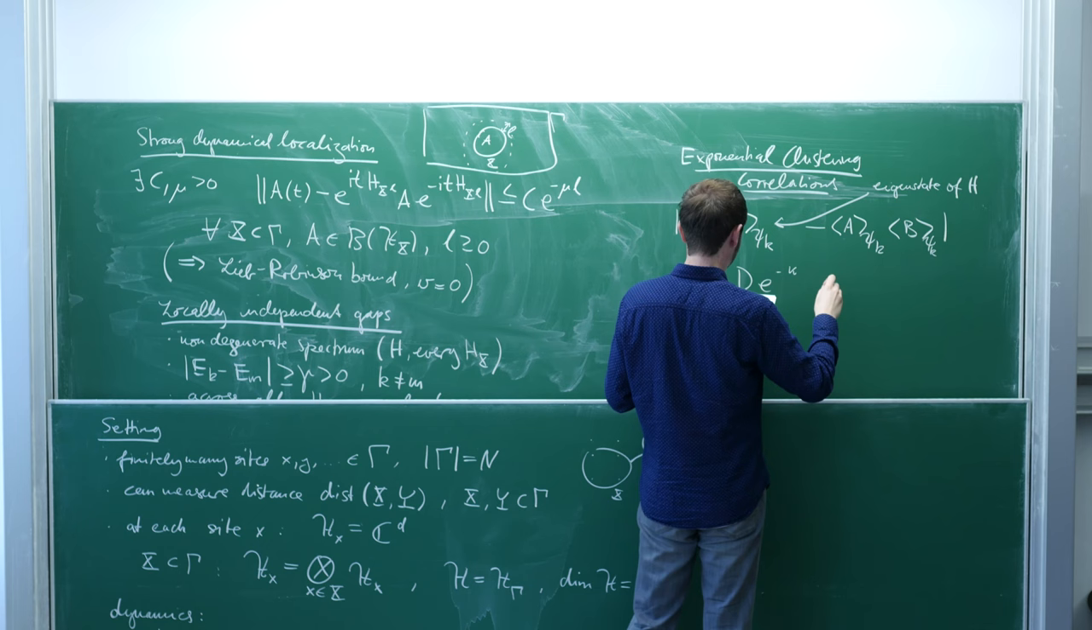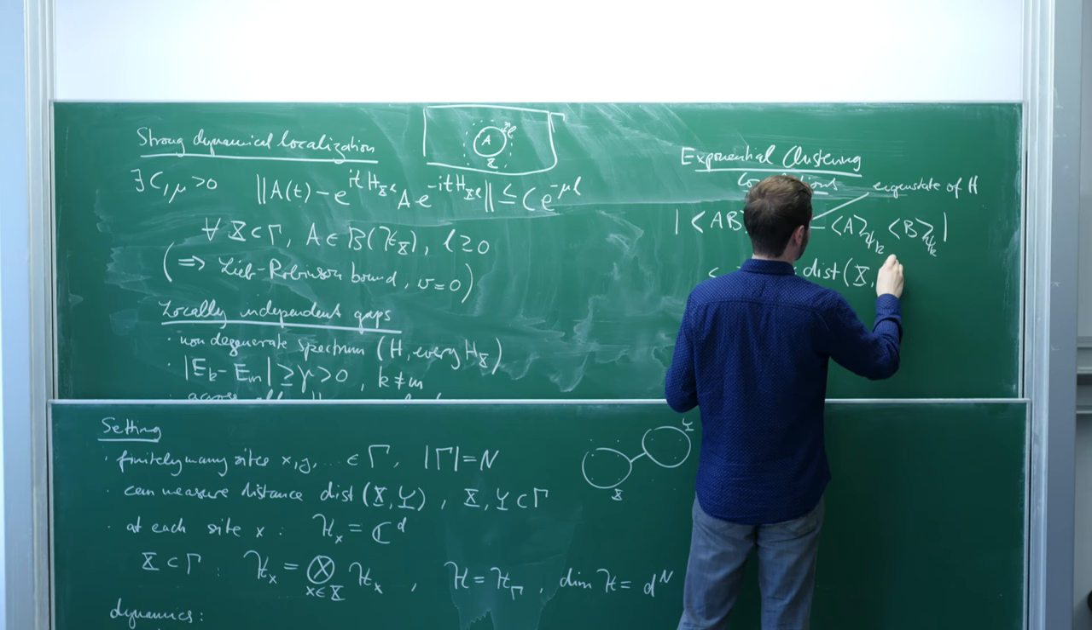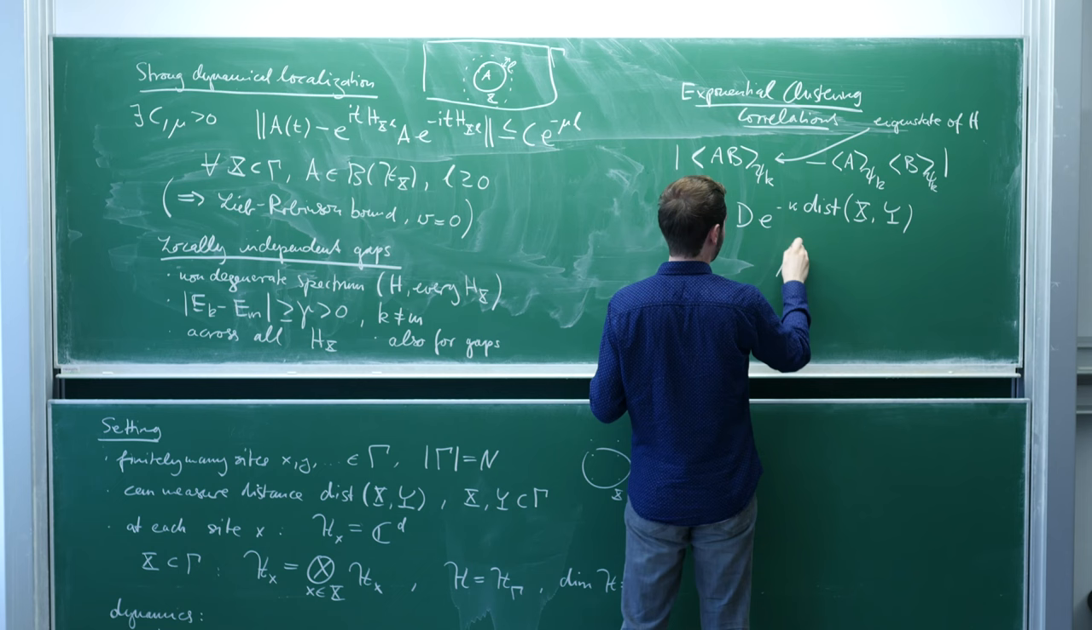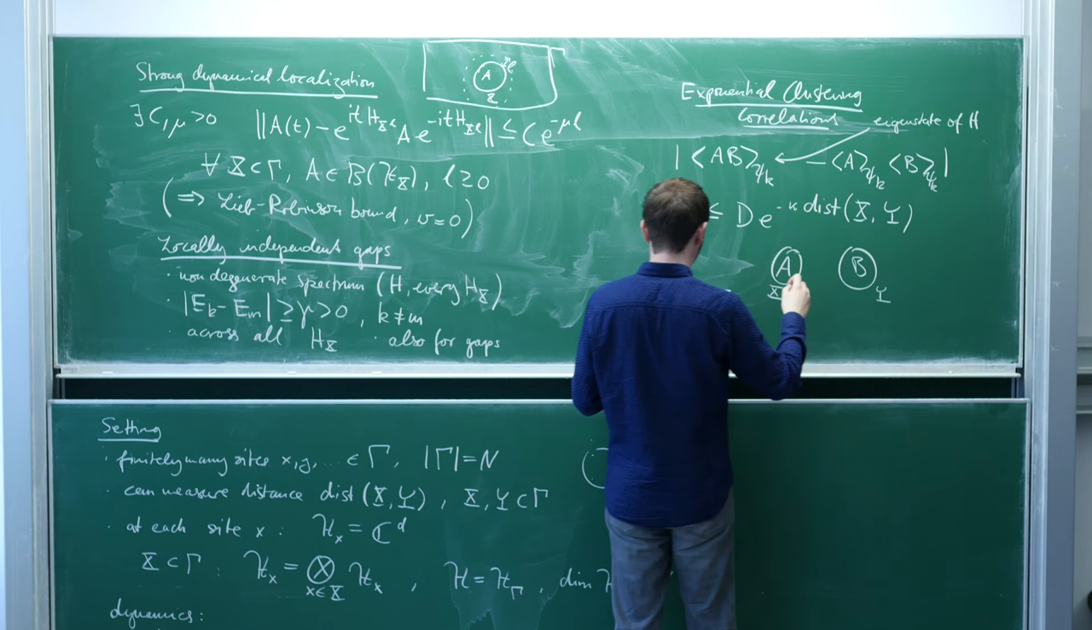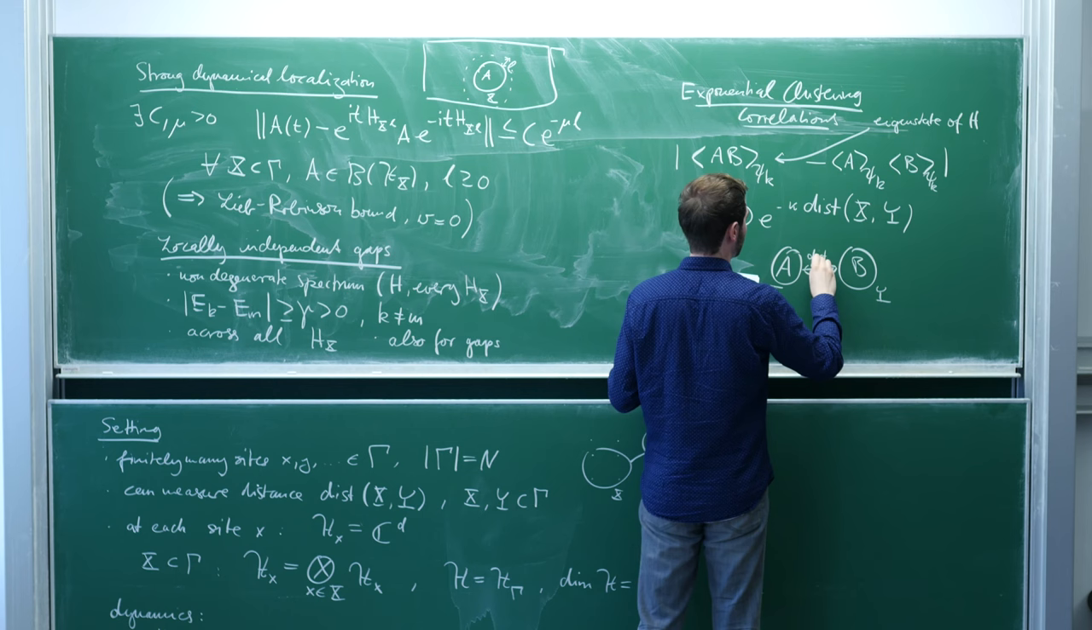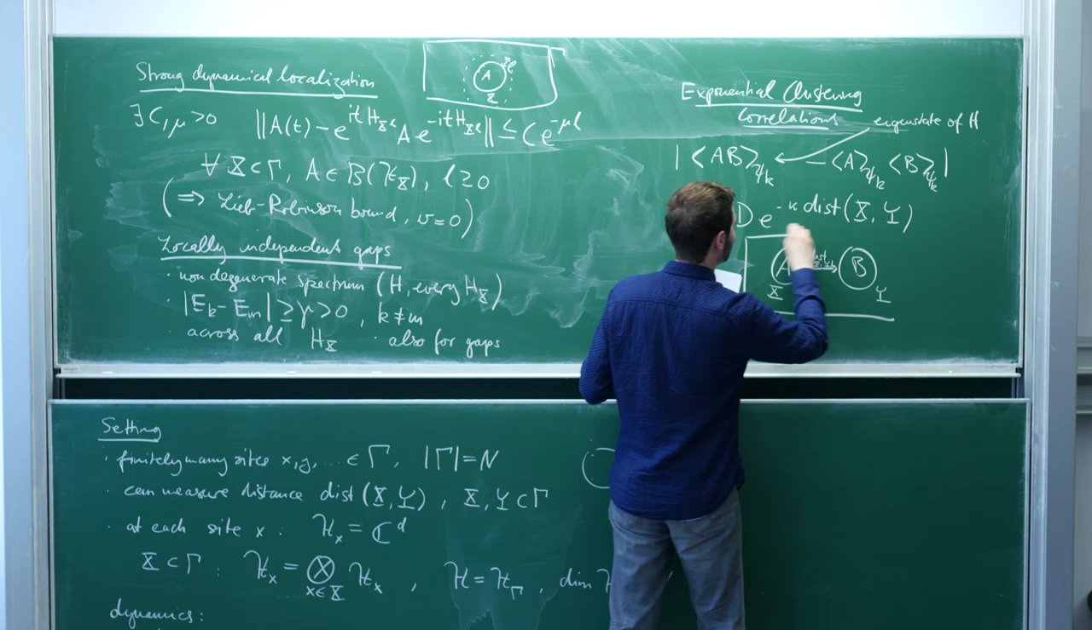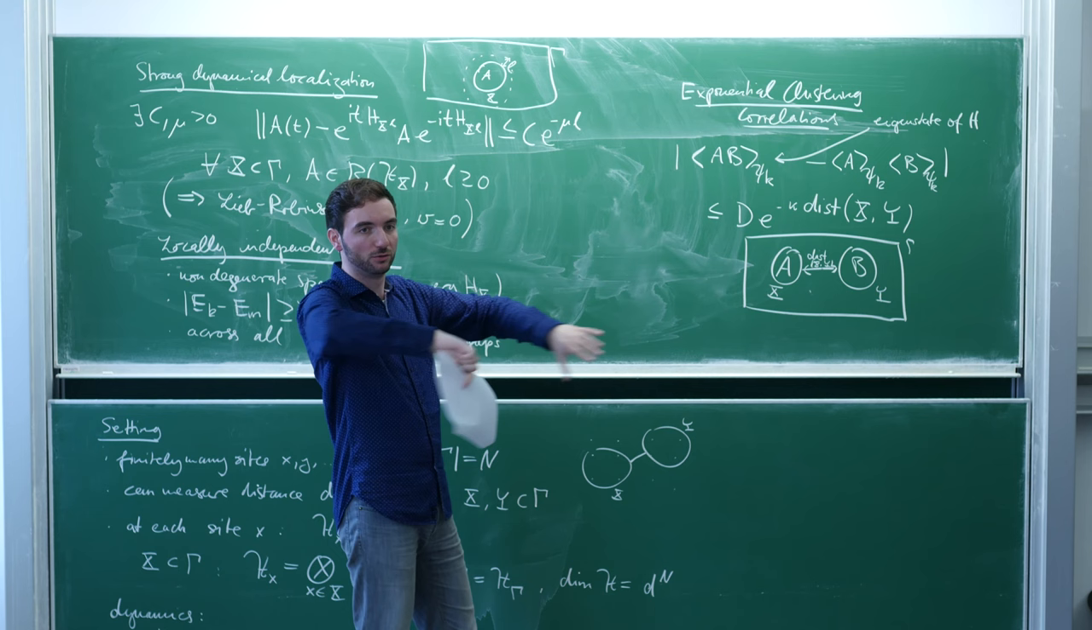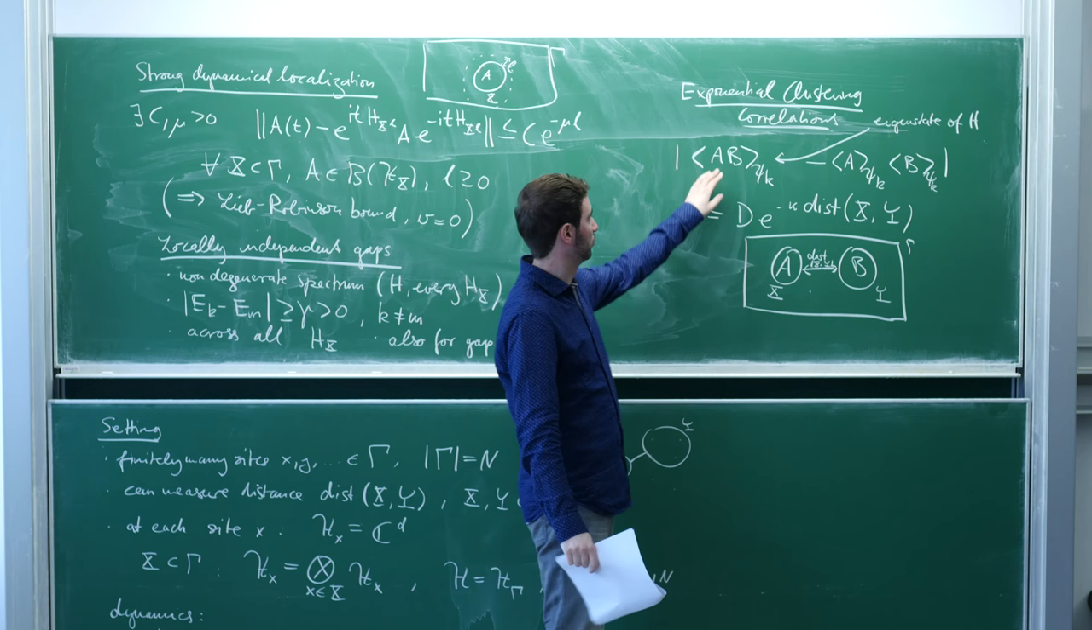and then the distance between two sets, which are precisely those sets in which the observables are located. So this is a picture. Distance of x and y, so that's what this small description means. And if you look at two different regions which are far apart from each other, then this will go to zero.